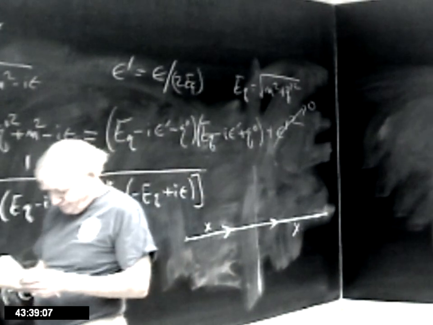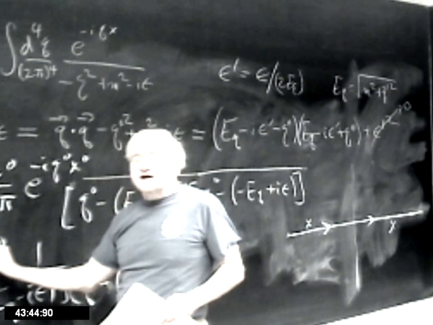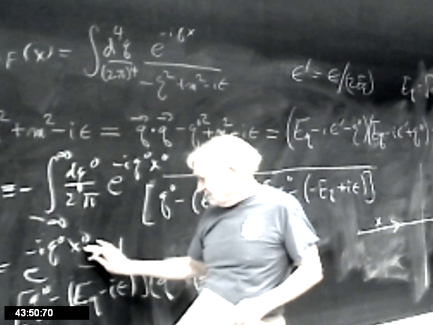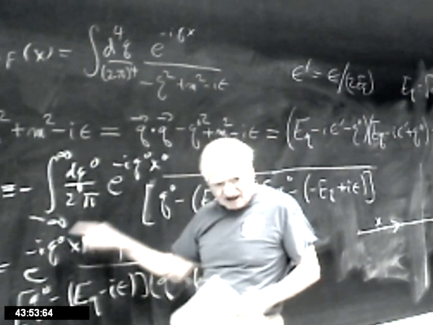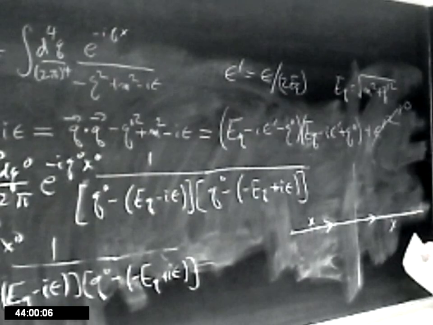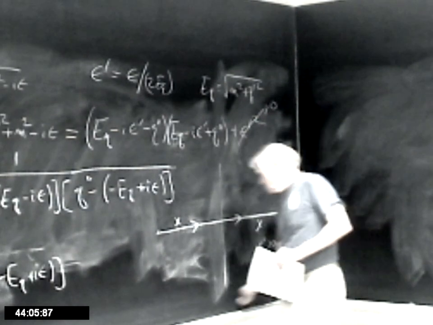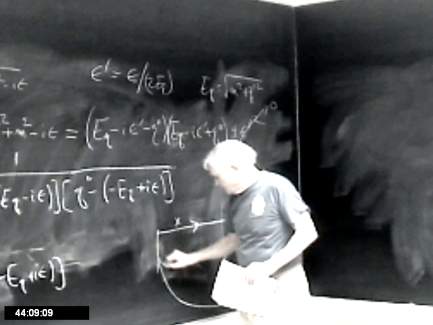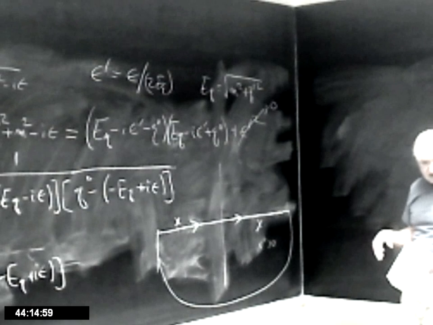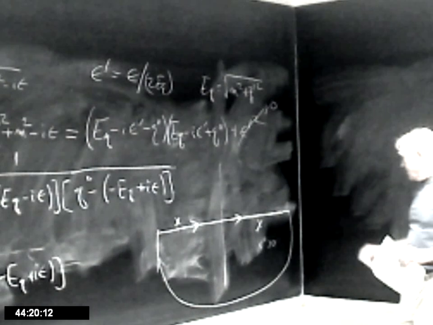So if x0 is positive, then when q0 has a negative imaginary part, this will be damped, because this will be positive, and you'll have a minus I times a minus I, that's a minus. So, for x0 greater than 0, we add a ghost contour this way. And that means we have a clockwise rather than a counterclockwise integration. The counterclockwise one gives you the plus sign. And we pick up this pole here.